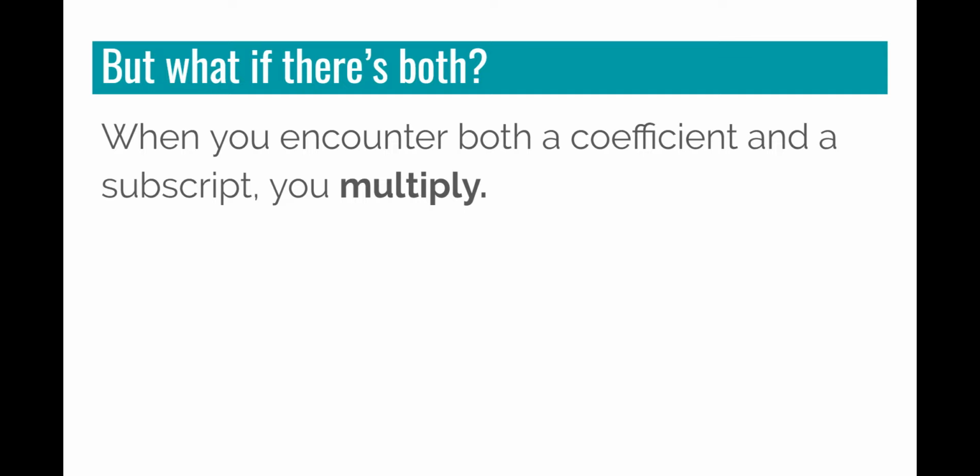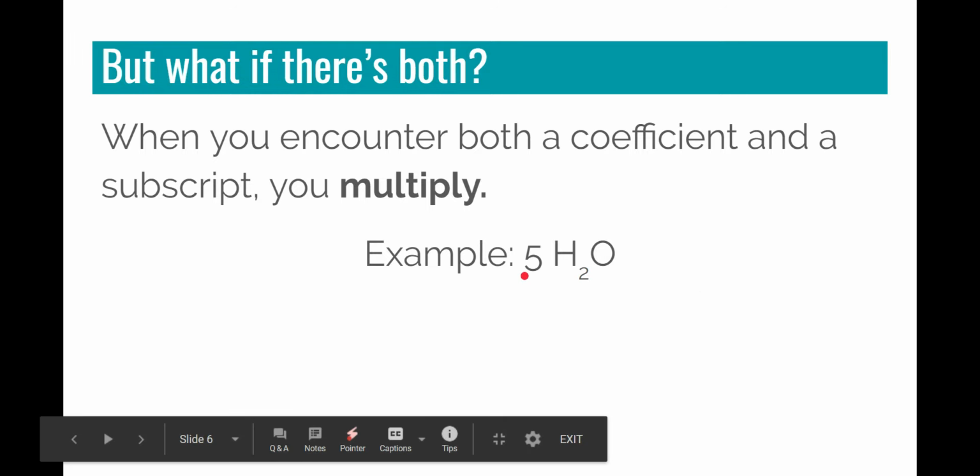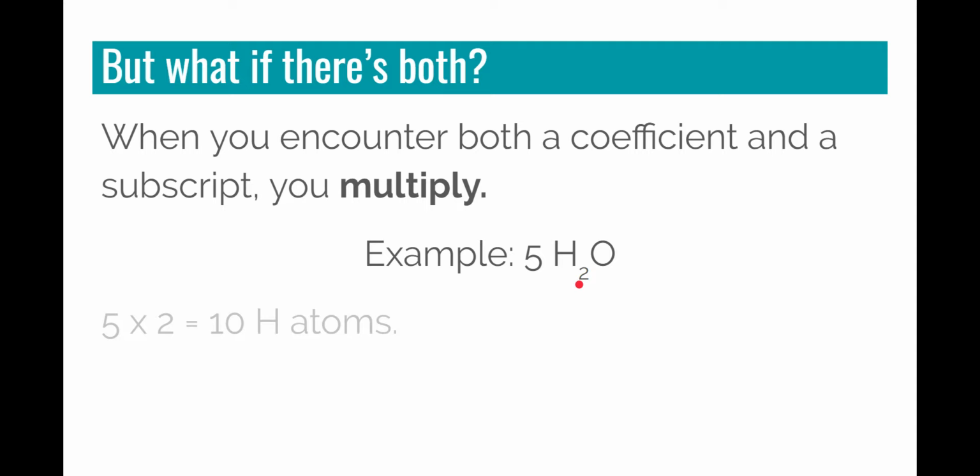All right. You'll come across a situation where you'll see both. When you encounter both a coefficient and a subscript, you're going to go ahead and multiply. So let's think of the example 5H2O. My coefficient is 5. My subscript is 2. To get the amount of H atoms, I have to say, well, the 5 impacts this whole molecule. It impacts everything.